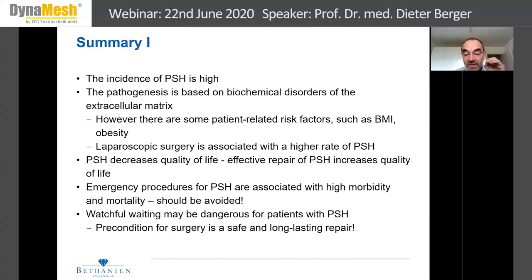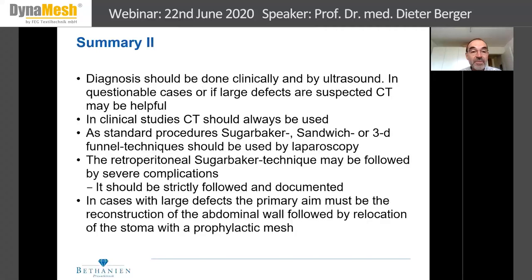There are studies showing that after effective repair of parastomal hernia, the quality of life is increased again. Emergency procedures should urgently be avoided because they have quite a high morbidity and mortality, and therefore watchful waiting may be dangerous for these patients. However, surgical therapy only makes sense if you have a safe and long-lasting repair. The diagnosis should be done clinically and by ultrasound. Of course, sometimes it's necessary to use a CT scan as well, as it should be done in clinical studies.